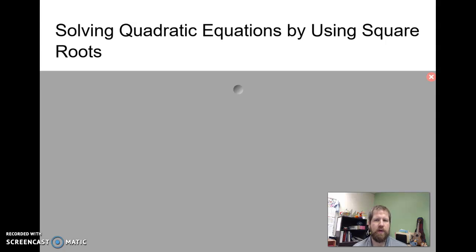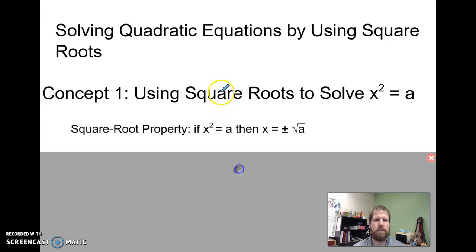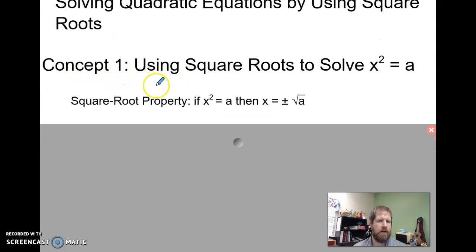Solving quadratic equations by using square roots. Alright, so we are going to be using square roots to solve certain types of quadratic equations, and we're going to use the square root property when we're thinking about this.